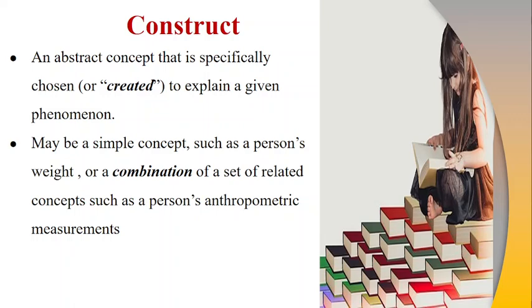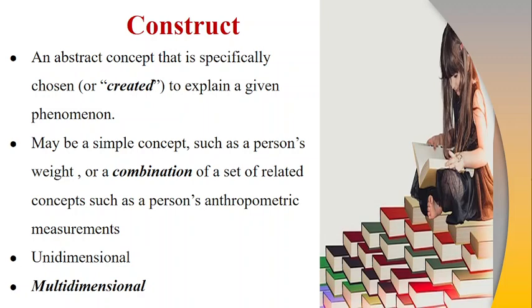A simple concept is, say, height or weight or mid-arm circumference. But a new word which can be used as a construct is anthropometric measurement. Anthropometric measurement is a word which has three dimensions: height, weight, and mid-arm circumference. So that word is a construct, whereas height, weight, circumference, etc. are concepts.